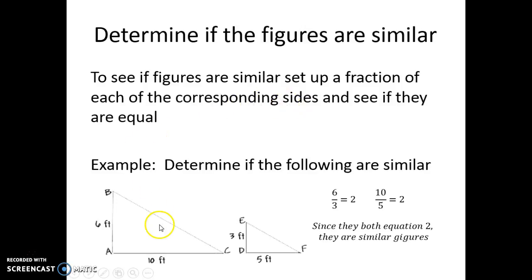Here's another example. So we have a right triangle here that's 6 by 10 and a smaller right triangle here that's 3 by 5. Again, you're going to set up fractions and simplify them to see if they give you the same number. If you get the same number, they're similar. If you get different numbers, they are not similar. So the height of the big one, 6, compares to the height of the smaller one, which is 3. So 6 over 3 simplifies to 2 if you divide. And then the lengths are corresponding, so 10 over 5 also simplifies to 2. Because we got 2 for both fractions, that means they are similar figures.